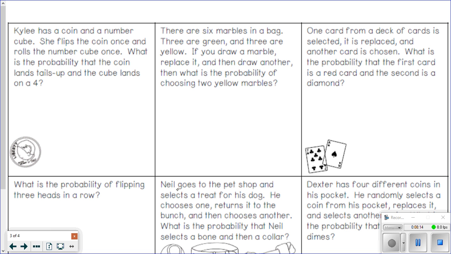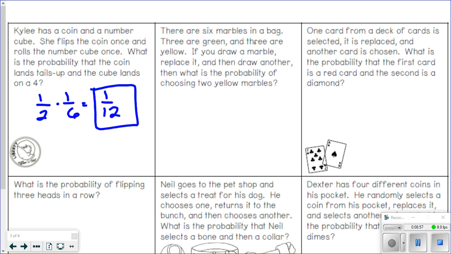Right, let's look what we have next. So Kylie has a coin and a number cube. She flips the coin once and rolls a number cube once. What is the probability the coin lands tails up and the cube lands on a 4? So the probability of the coin landing on tails is 1/2, and the probability of the cube landing on 4 is 1/6. So there's 2 sides of the coin, one of them is tails. 6 sides of the number cube, and one of them is a 4. So we multiply these together, and we get a probability of 1/12.